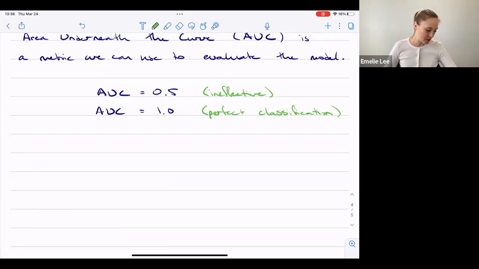Okay, so those are some of the metrics, and we could visualize the AUC, but it's also just a number, and so I would prefer to focus on just the number. Okay.